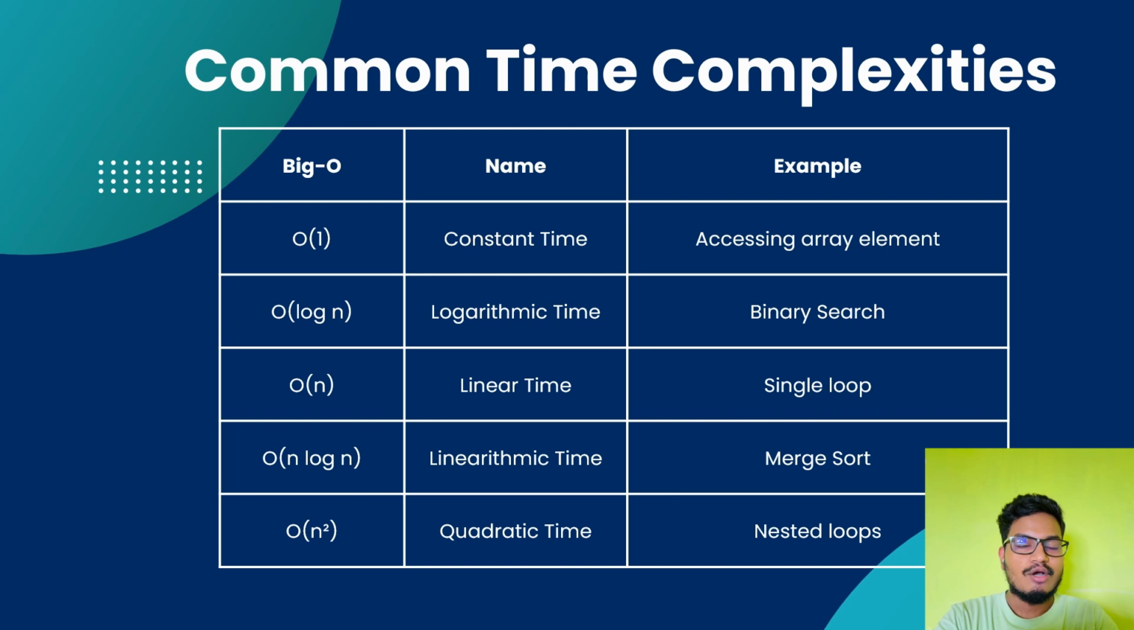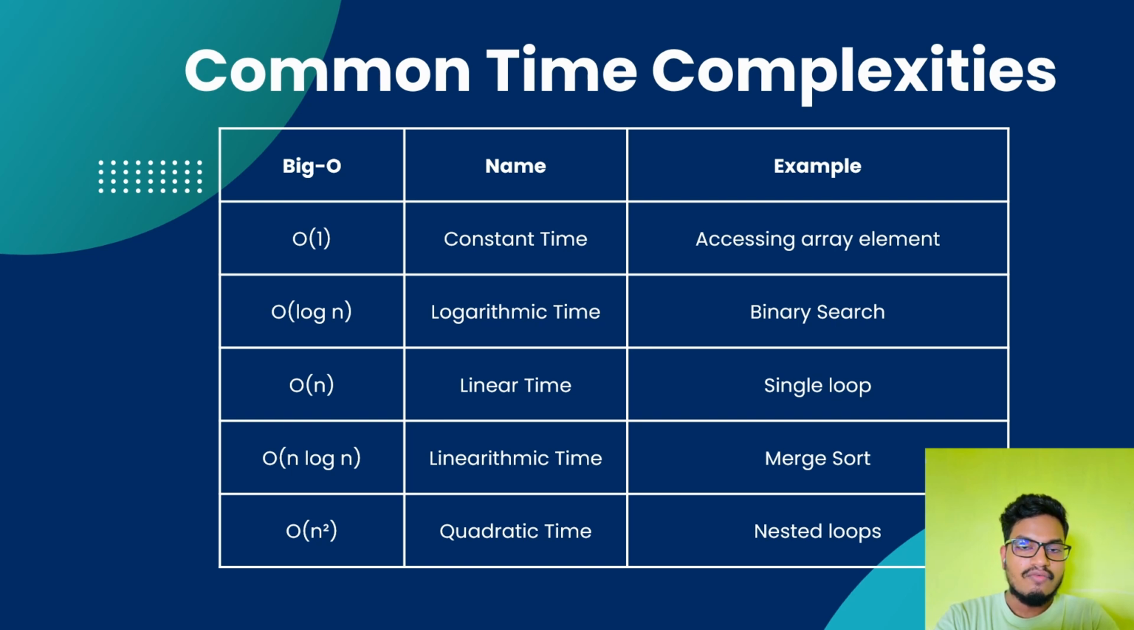Next, O of n log n. You will find this in efficient sorting algorithms like merge sort and quick sort. It combines both linear and logarithmic growth, making it one of the best choices for sorting large datasets. Example, quick sort. It's faster than bubble and insertion sort, especially with large inputs.